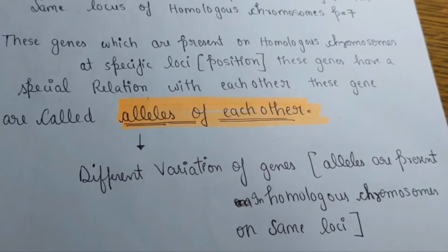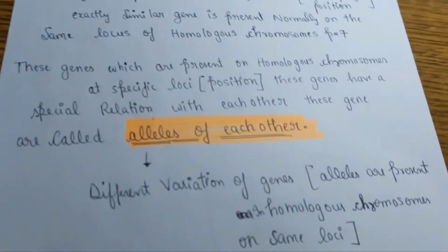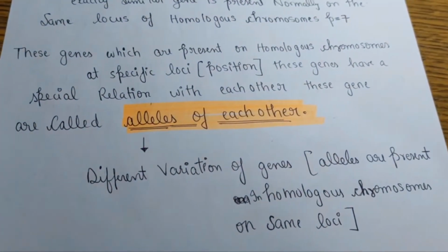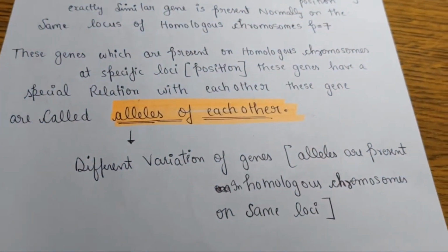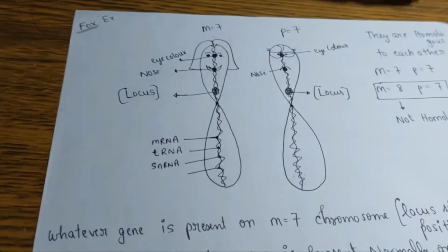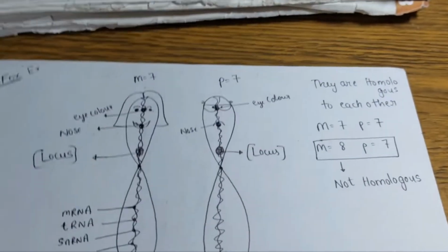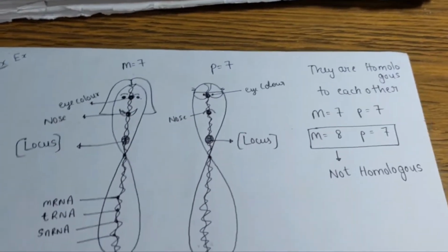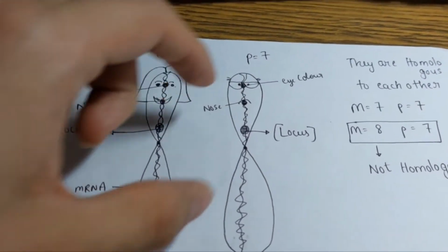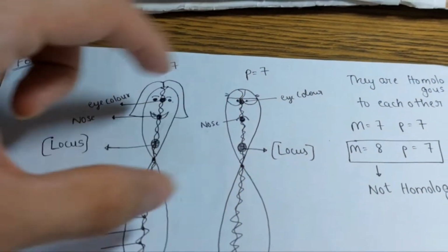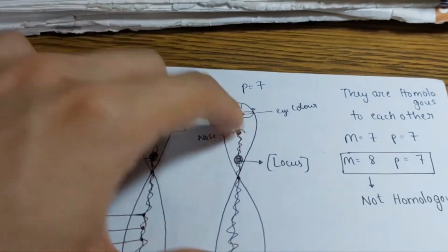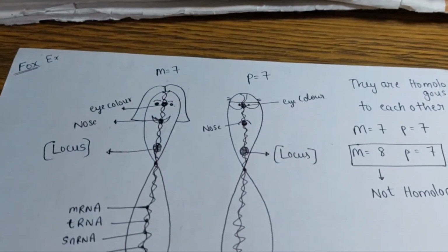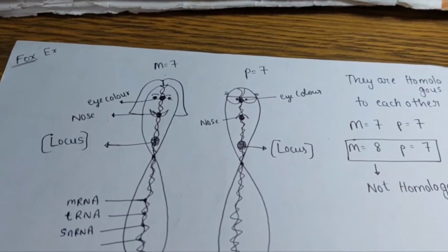So these genes which are present on homologous chromosomes at specific loci or positions have a special relation with each other and are called alleles of each other. Different variations of genes, or alleles, are present on homologous chromosomes at the same locus. One important point to remember here: maternal chromosome 7 and paternal chromosome 7 are said to be homologous, but maternal chromosome 7 and paternal chromosome 8 are not homologous chromosomes. So the number should be the same.